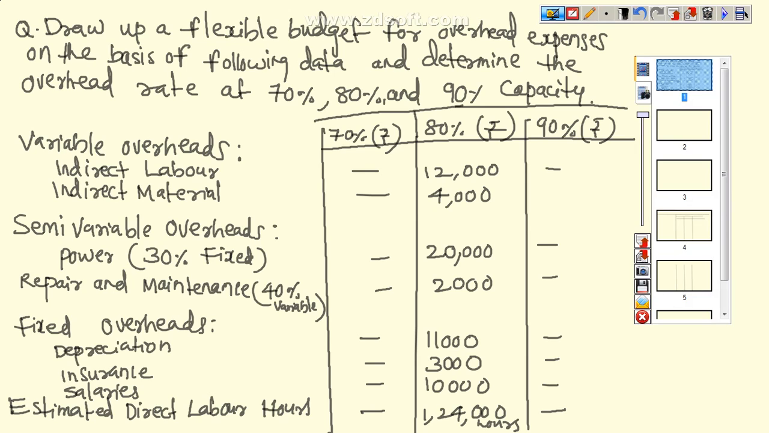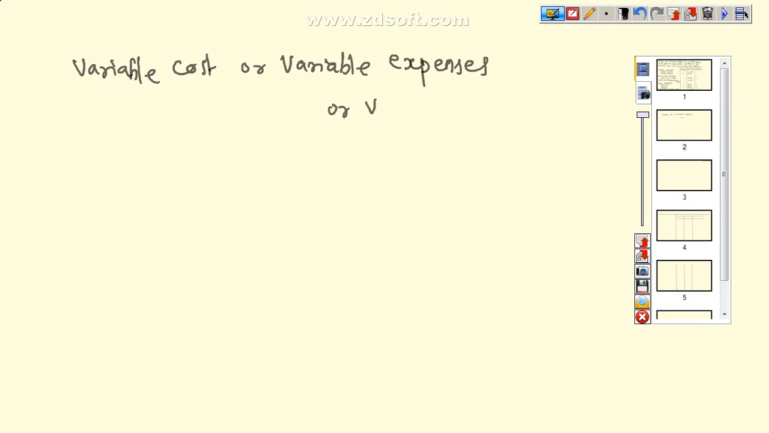Let's understand the basic concept of flexible budget. While preparing flexible budget we have to consider three types of cost. First one, variable cost. Variable cost is also known as variable expenses, or variable overhead.